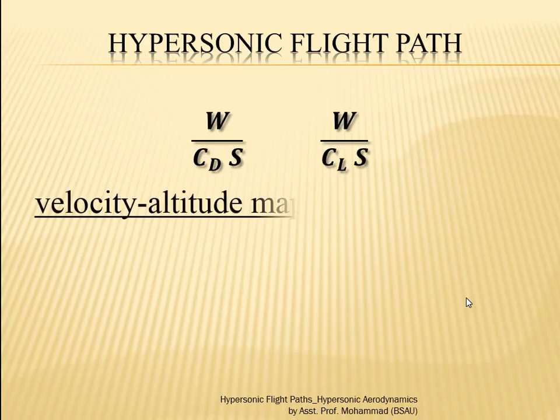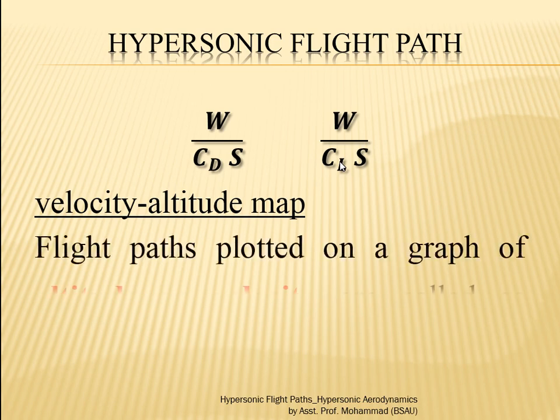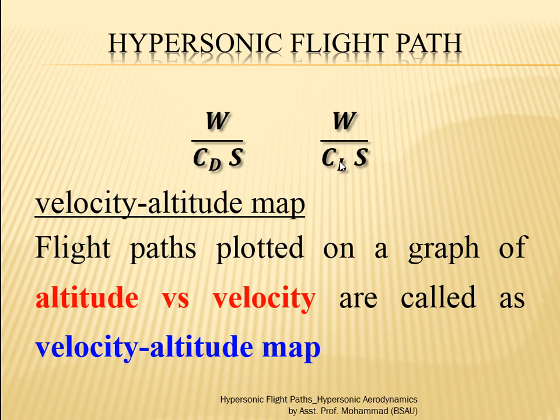So these are your ballistic parameter and lifting parameter. These are important parameters, and with the help of these two parameters, we normally derive the velocity altitude map. Flight path plotted on a graph of altitude versus velocity is called a velocity altitude map. So the definition of the velocity altitude map is that it is nothing but the flight path, plotted on a 2D plane, where one axis represents the altitude and the other represents the velocity. As the velocity changes, the change in altitude is plotted. That particular map we call the velocity altitude map.